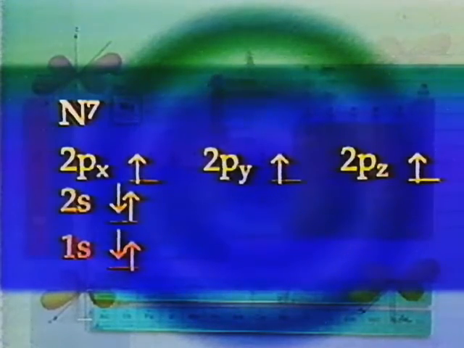Take nitrogen with 7 electrons. Following rules number 1 and 2, 2 electrons go to 1s. Then, the next 2 electrons go to 2s. There are 3 electrons remaining. According to rule number 3, these will go to the 2px, 2py, and 2pz orbitals. 1 electron goes into each of these orbitals since they all have equal energy. They must all have parallel spins following rule number 4.